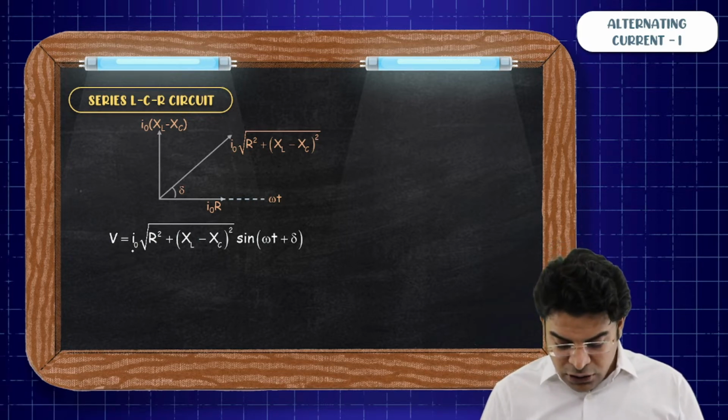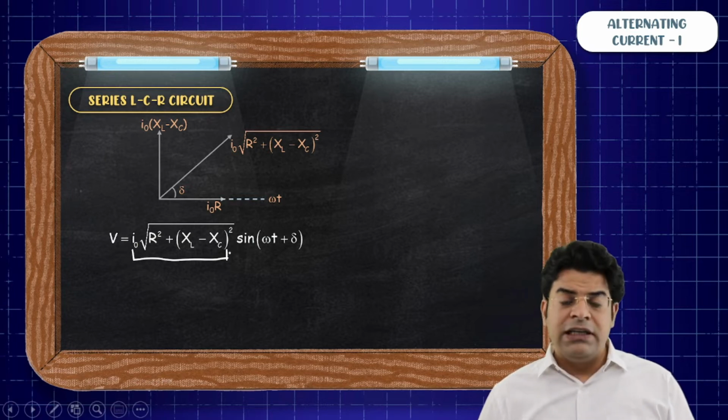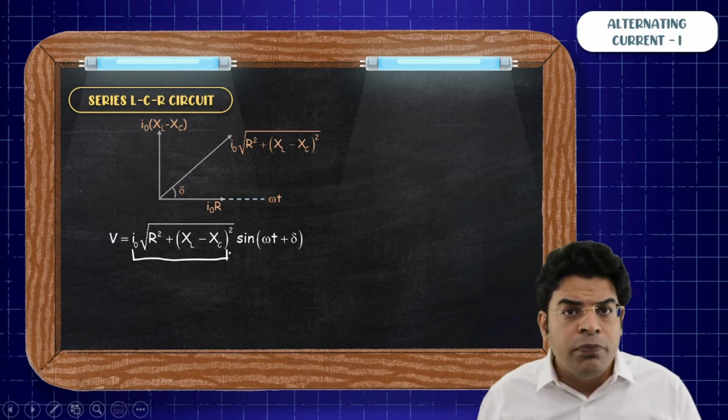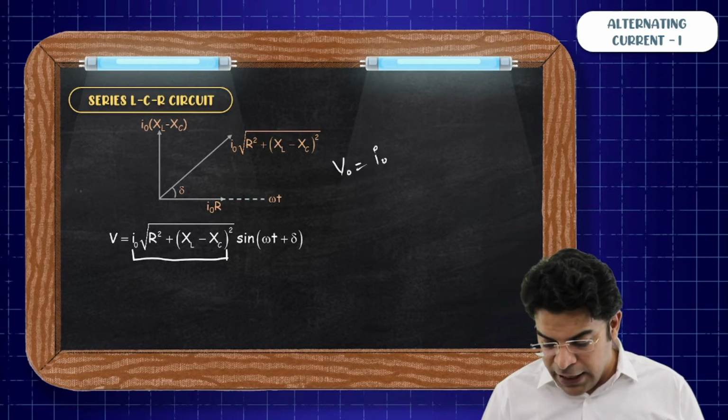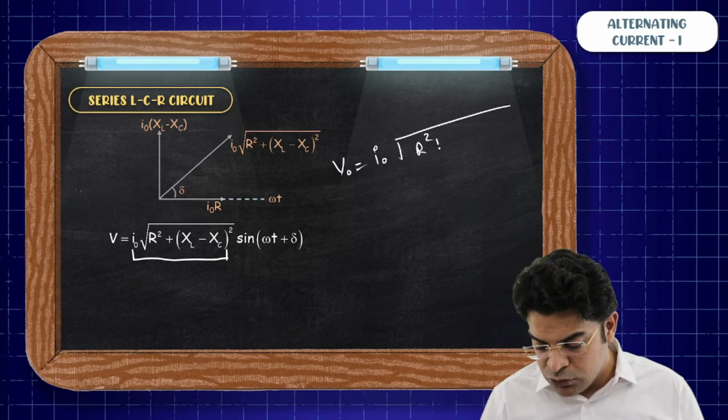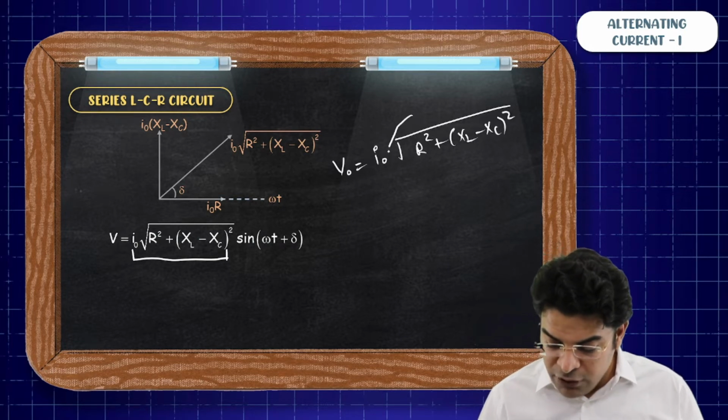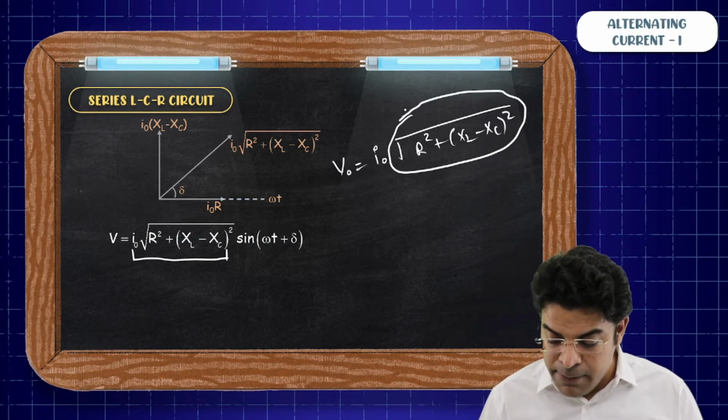Now, bachcho, what does this represent? Sir, this represents the peak potential drop. So let's say the peak potential drop is V naught. So V naught equals I naught into the square root of R squared plus (XL minus XC) whole squared. And we call this quantity the impedance.